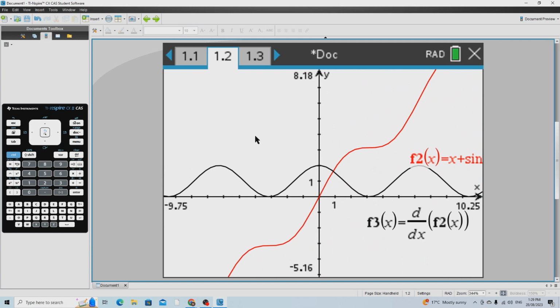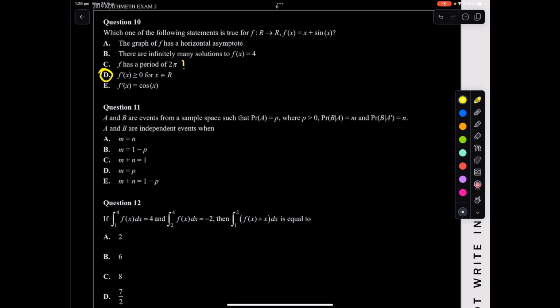Okay, that is the most suitable. That looks pretty much right. And so I'm going to put D as an answer. F dash of x equals the next one. F dash of x equals cos x? Absolutely not. If you simplify this, the derivative is just 1 plus cos x, which is wrong. So, but f has a period of 2 pi, not too sure about that, but D is an absolute answer. We've just shown it through our graph, yeah. So choose D as your answer.